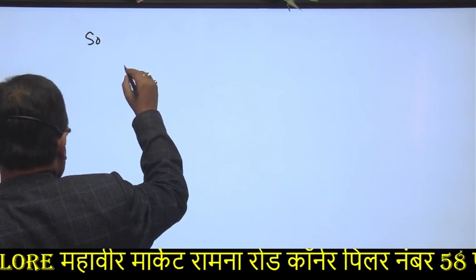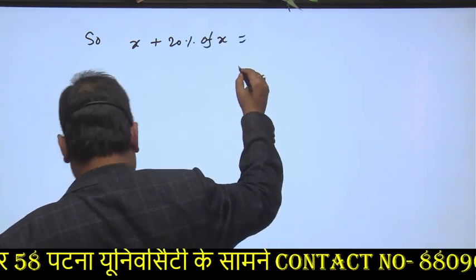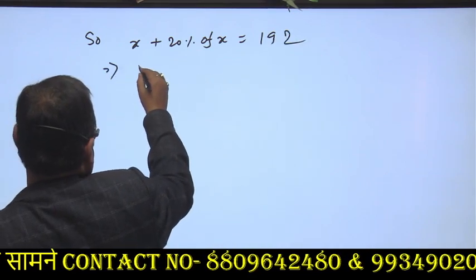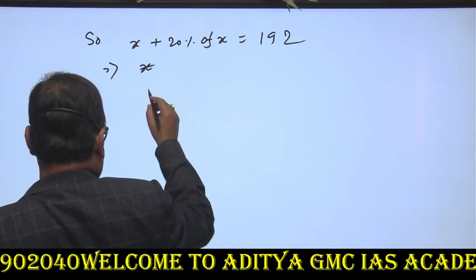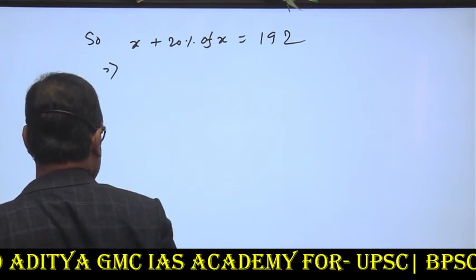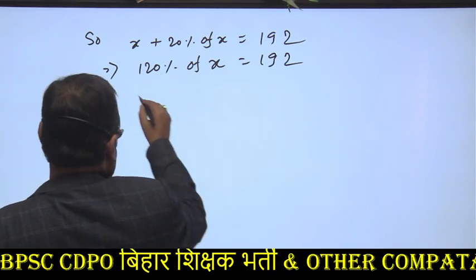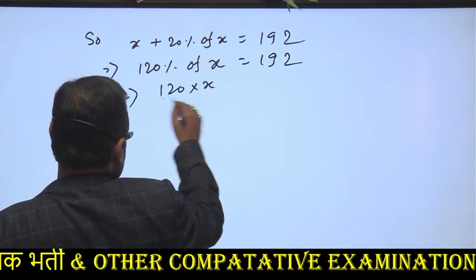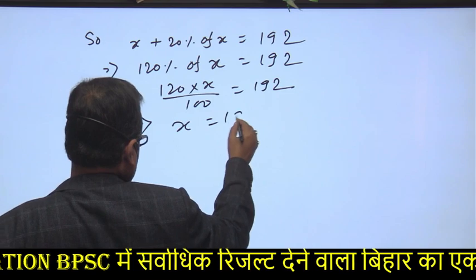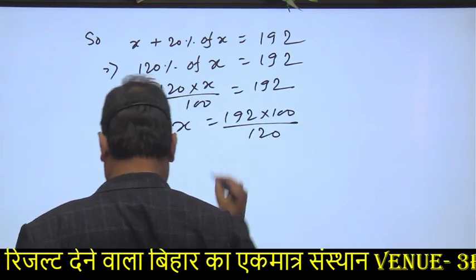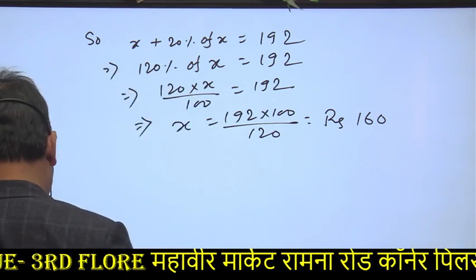So X plus 20% of X equals 192, or 120X divided by 100 equals 192, or X equals 192 into 100 by 120. From calculator we solve that Rs 160.